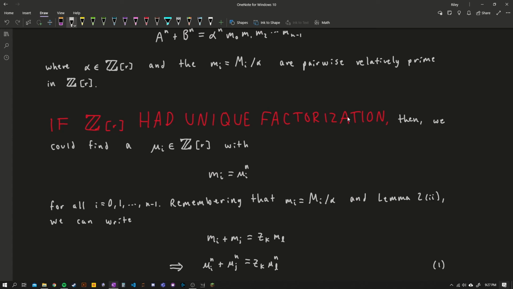Luckily, there is a fix, and it lies in the subject of ideal theory, which will be one of the topics of my partner Chloe's talk, who's coming up next.